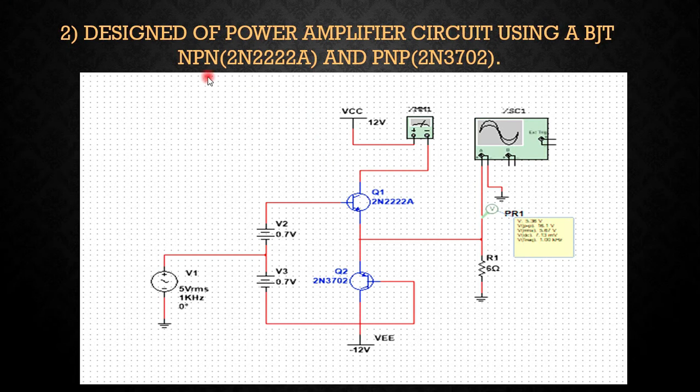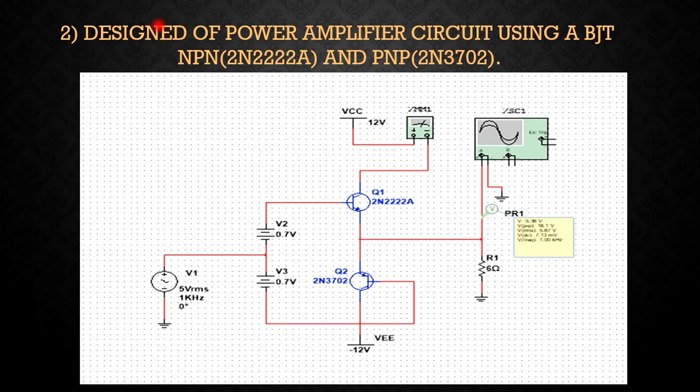Task 2 asks us to design a power amplifier circuit using a BJT by using class AB. So basically, first of all, we need to know class AB. Class AB is an amplifier that combines class A and class B to achieve an amplifier with more efficiency than class A, but with lower distortion than class B.